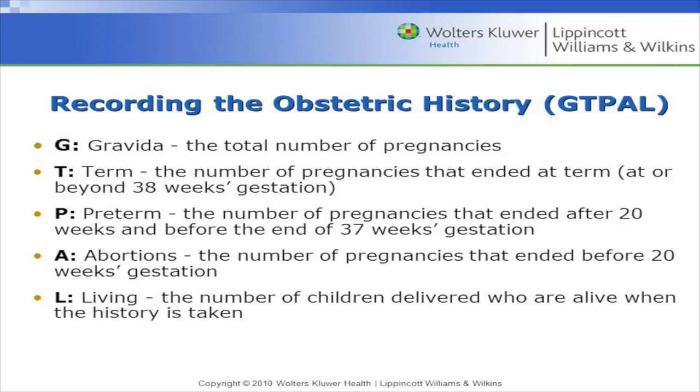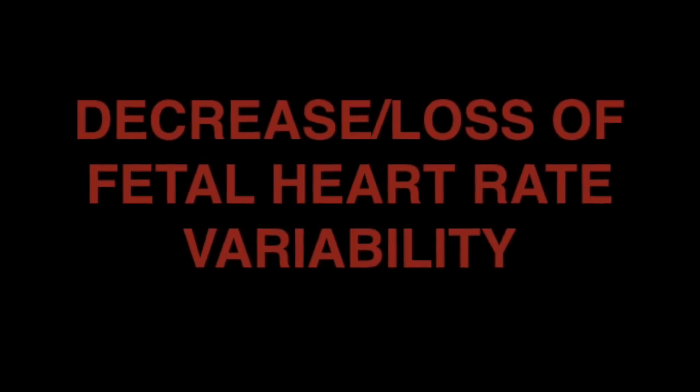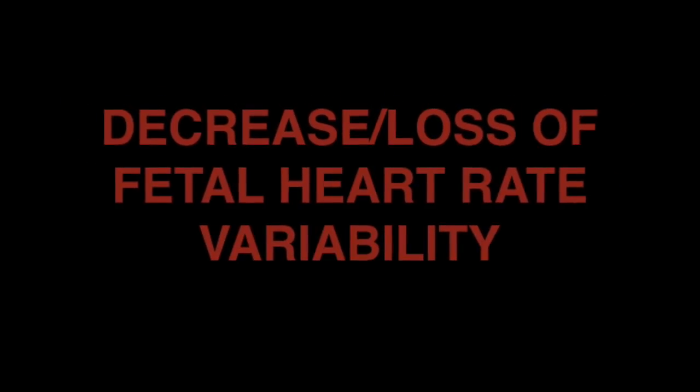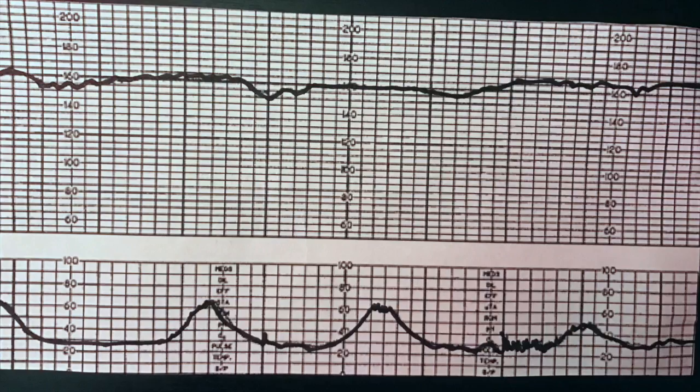P is preterm, the number of pregnancies that ended after 20 weeks and before the end of 37 weeks gestation. A is for abortions, the number of pregnancies that ended before 20 weeks gestation. L is for living, the number of children delivered who are alive when the history was taken. So you're going to see these throughout our video.